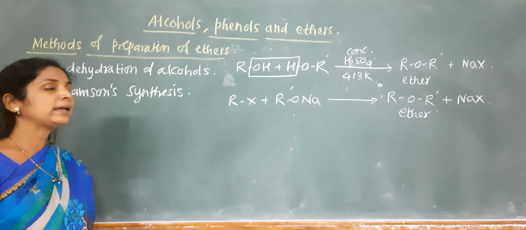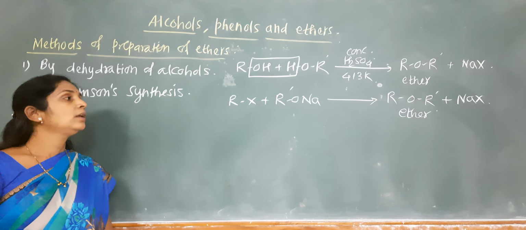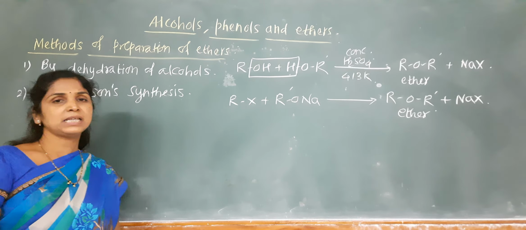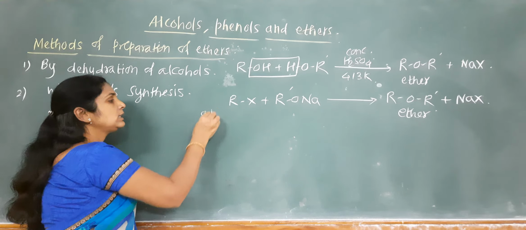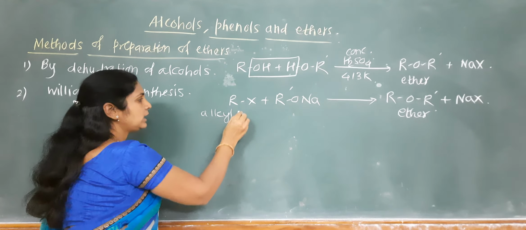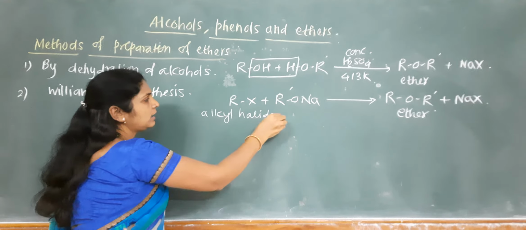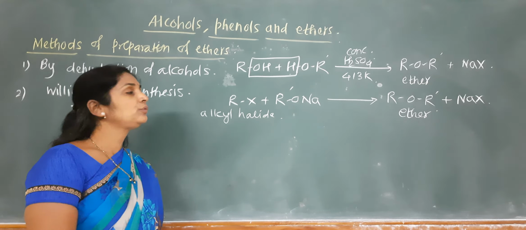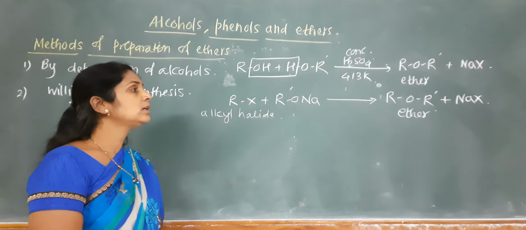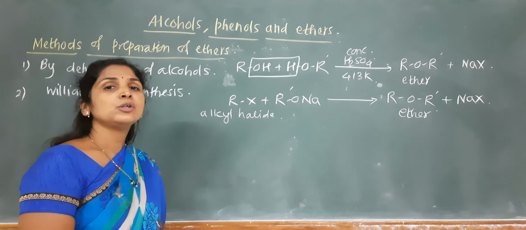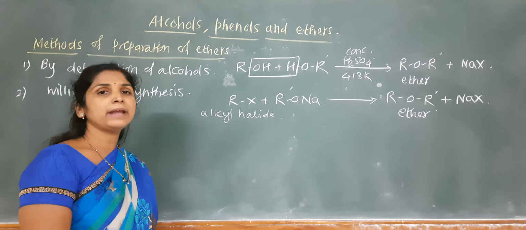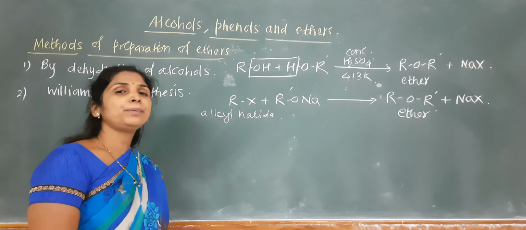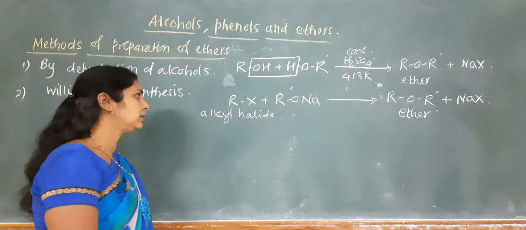Now, the second method of preparation is from the alkyl halide, and it is also known as the Williamson synthesis method. This method was also discussed in the last topic, halogen derivatives, so quickly we will take a recap. What happens here? An alkyl halide on reaction with sodium alkoxide gives the ether, and we will get sodium halide as a byproduct of the reaction. This reaction is useful for the preparation of both simple as well as mixed ethers.